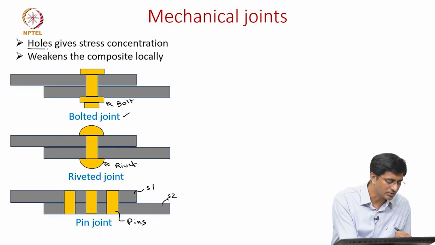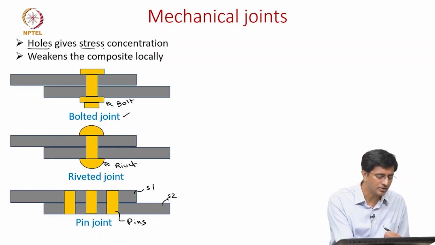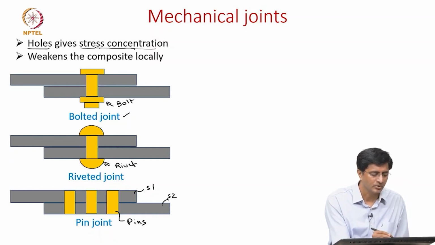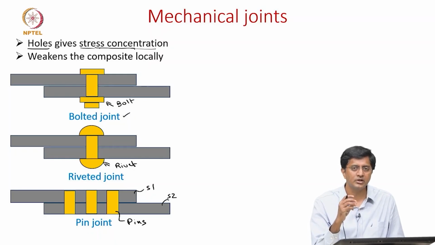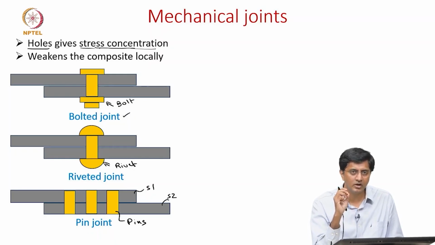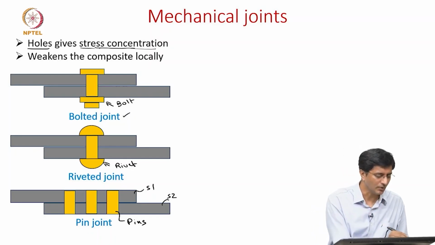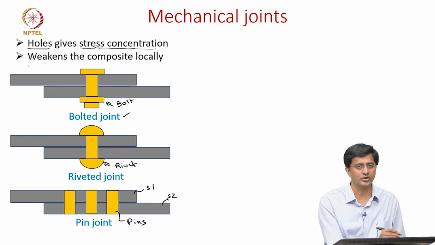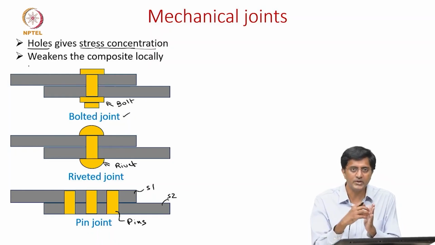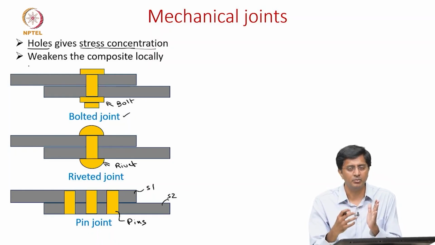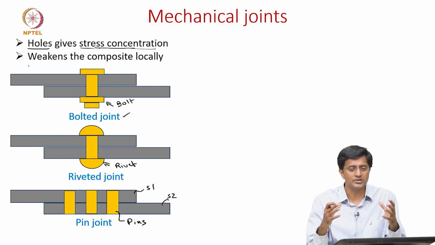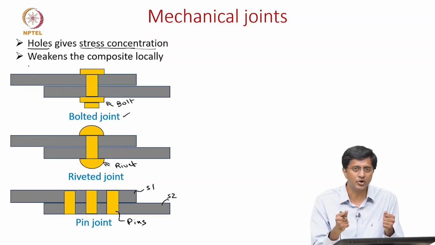But when you start drilling a hole, it introduces a stress concentration. Because of this stress concentration, the failure most often initiates at the joint locations. And there is another disadvantage, meaning that it weakens the composite locally, meaning that you are removing some material from the composite, meaning the total strength is no more the same. The strength of the composite is compromised because you are removing a part of it.